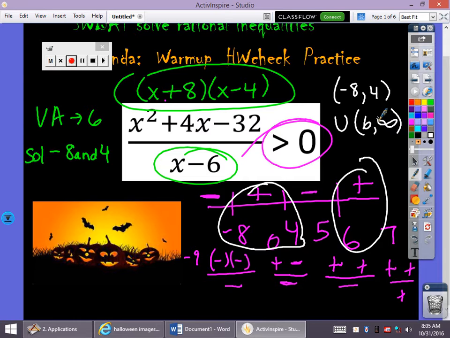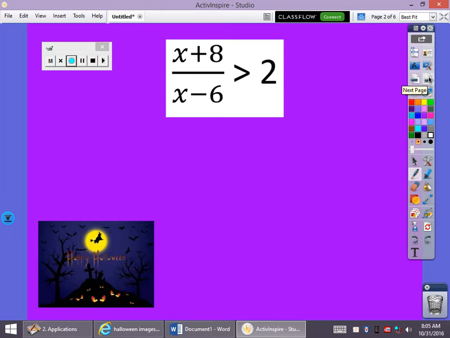You can add this to your warm-up. Looking at this problem, what is different? It's not 0. Why does a sign chart work? It works when it's 0 because it gives me positives and negatives. So can I make this 0? Yes. If I rewrite it to say x plus 8 over x minus 6 minus 2 is greater than 0. Now, does that work? Yes.